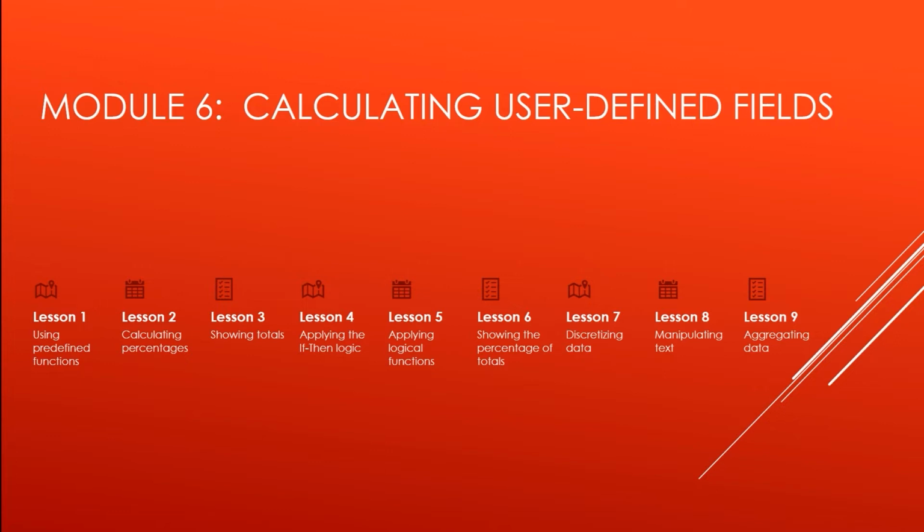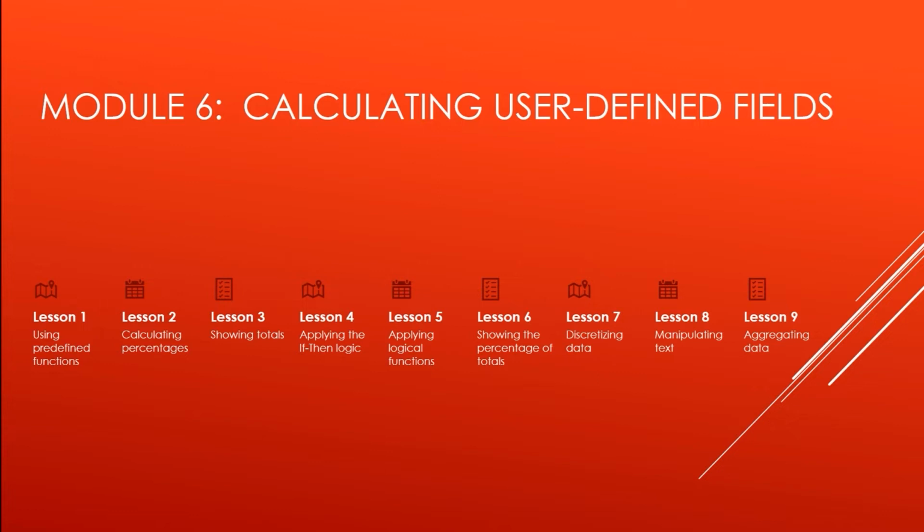Lesson 6 is an error on this slide. That was already covered in lessons 2 and 3, so that should not be on the slide, and my apologies for that. We moved into discretizing data, which you can change a measure into a discrete field versus a continuous field, and you saw the effect of that, and we changed it back.